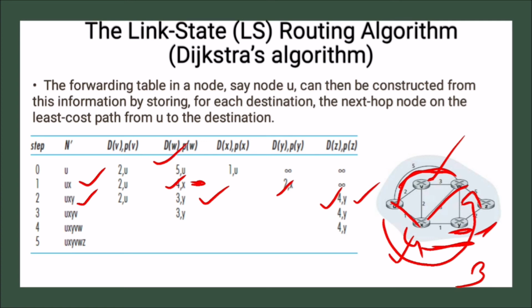Okay. Now the minimum cost remaining is V. So here we take U, X, Y, V and we update this one. There are no changes. Then we add U, X, Y, V, W and there is no change, and at the end we add U, X, Y, V, W, Z. So the forwarding table in a node, say node U, can then be constructed from this information by storing for each destination the next hop node on the least cost path from U to the destination.